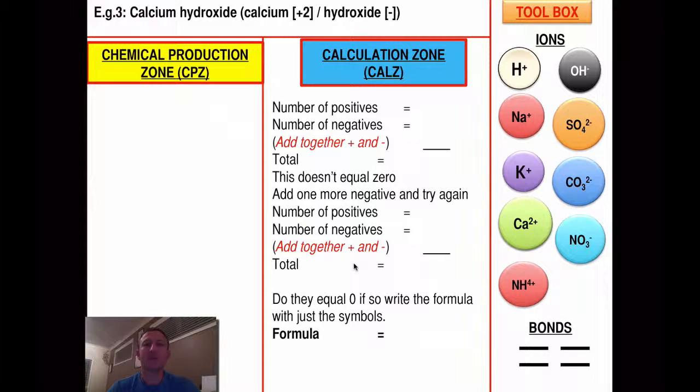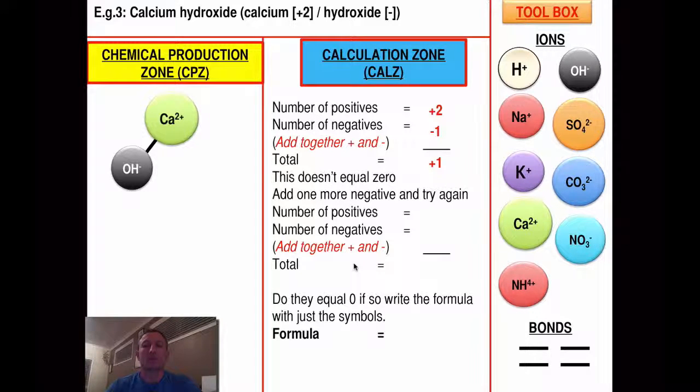Okay, let's do one more. In this case, we're going to make the ionic compound calcium hydroxide. The calcium is our cation, 2+. Our hydroxide is our anion, OH-. Okay, let's put our calcium over in the CpZ. There it goes. And our hydroxide, and combine them with a chemical bond. Okay, let's do the calculation zone. So the number of positives in the CpZ is 2+ from the calcium. But the number of negatives is 1-, that's from the hydroxide. Combine those together, we get an overall total of +1. They do not equal 0.